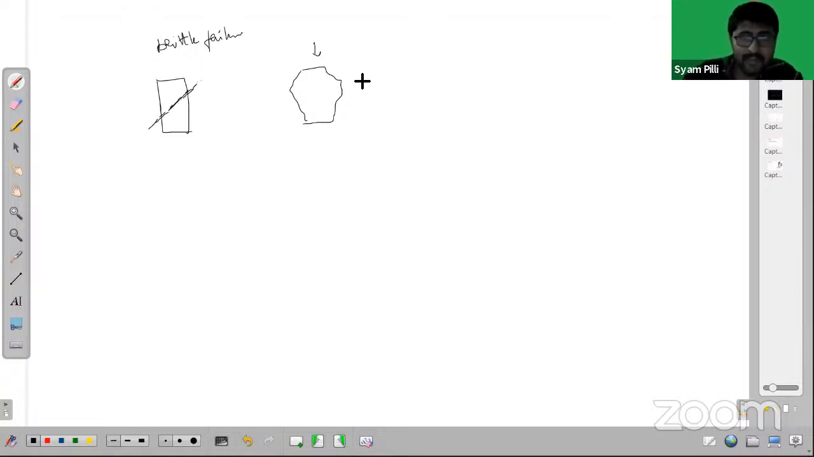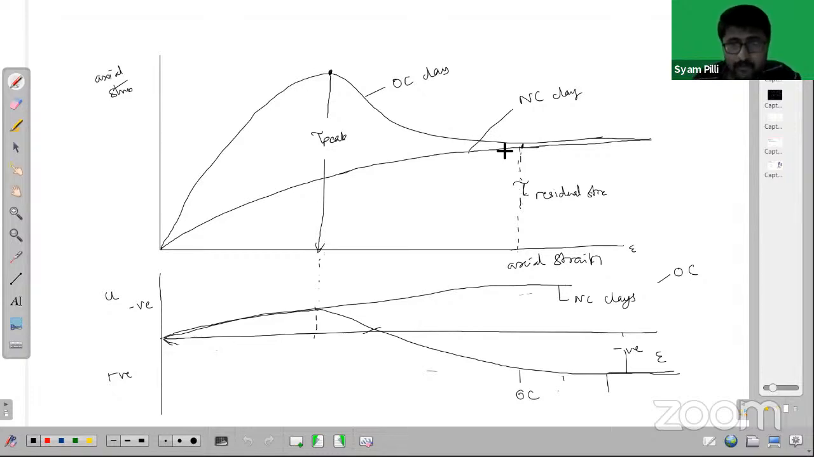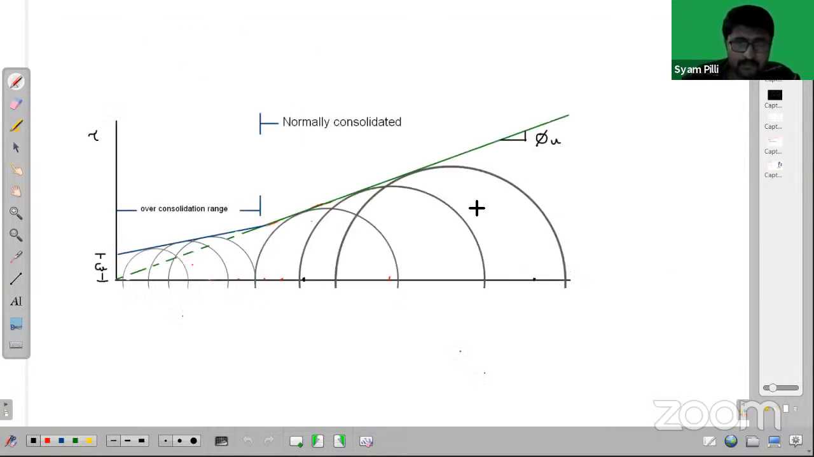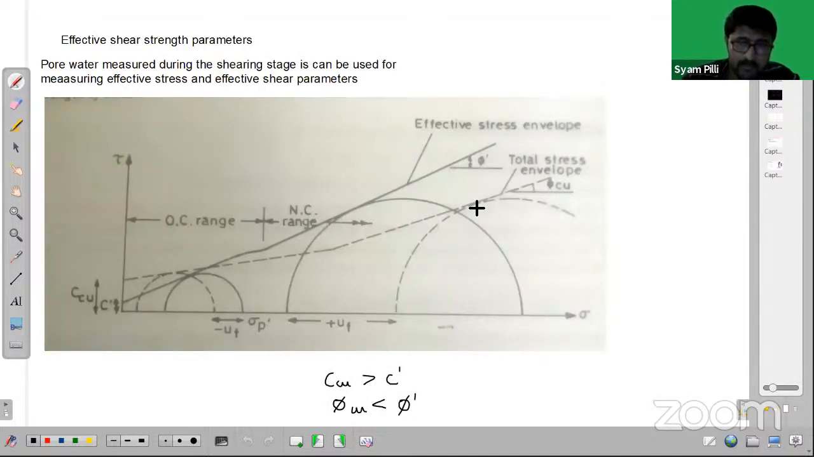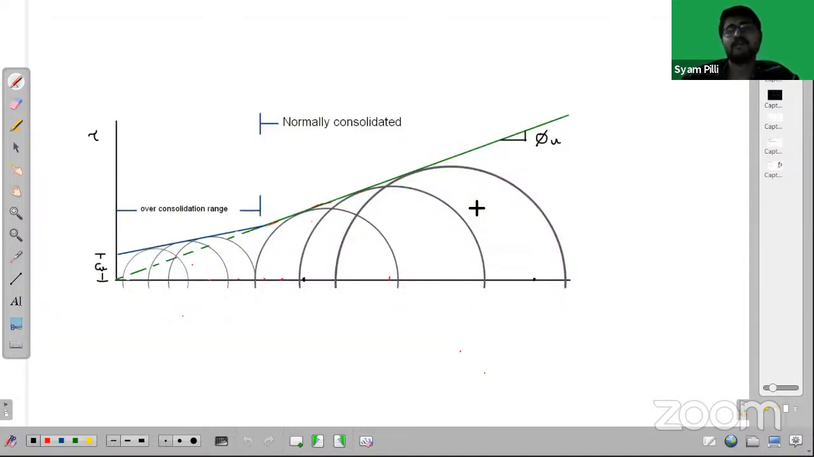So that is why you cannot define the failure in normally consolidated clays. So what we do is take a strain of 20% and define that as the shear strength. Shear strength we define as the strain corresponding to 20% in case of normally consolidated clays. Fine. So this is the behavior of clays in the CU test.